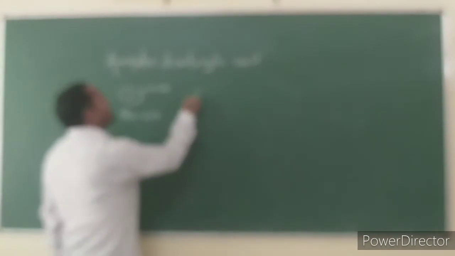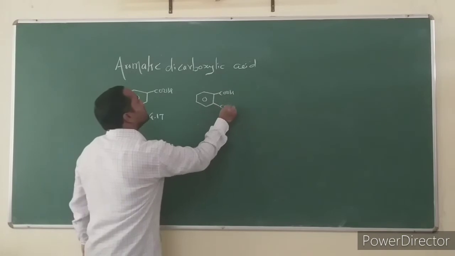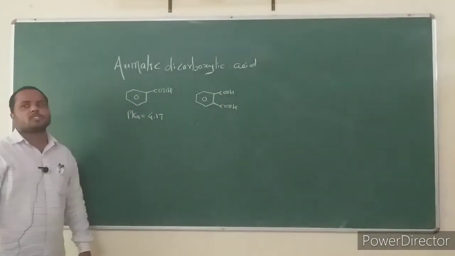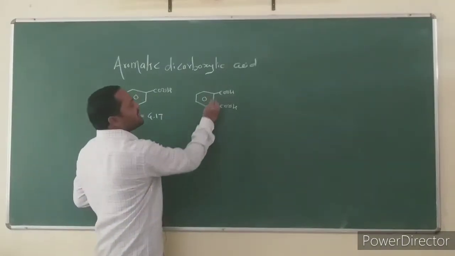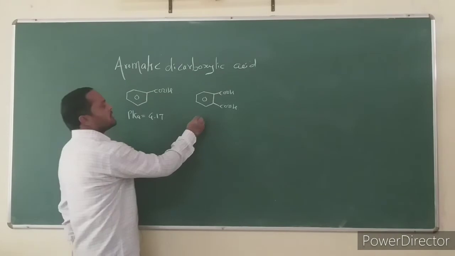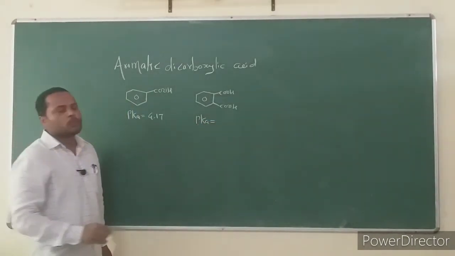Consider first benzoic acid. It is a monocarboxylic acid. What is its pKa value? Benzoic acid has a pKa value of 4.70. Consider the dicarboxylic acid, the ortho dicarboxylic acid. The two acid functional groups are present at the ortho position, the 1,2 position to each other. It has a pKa value of 2.80.